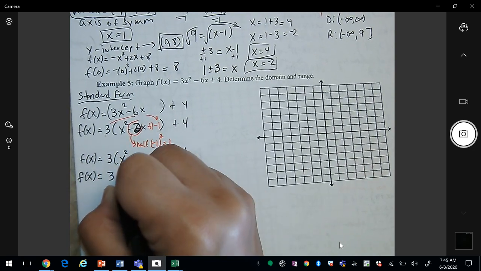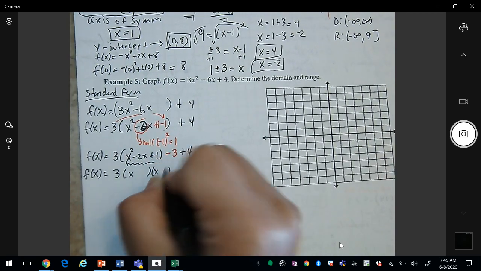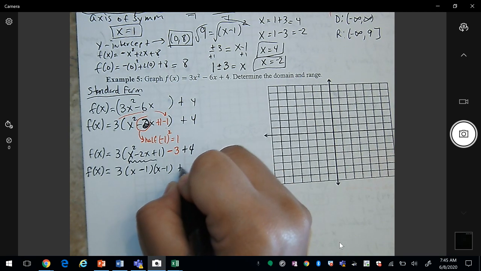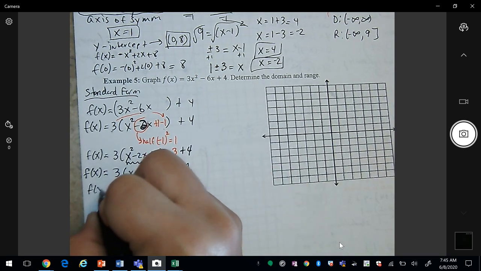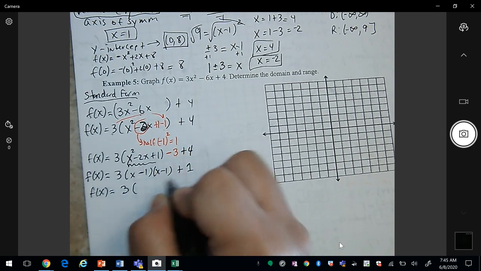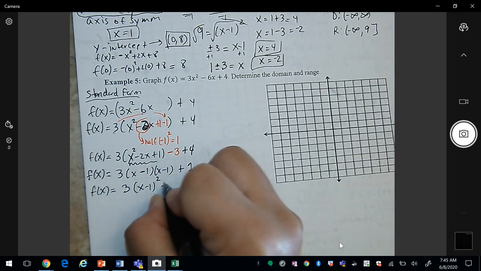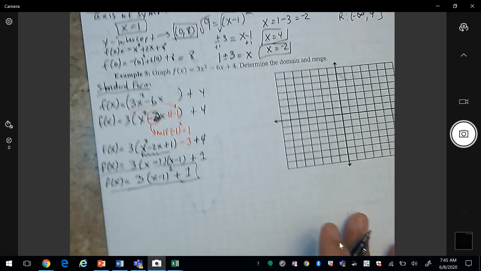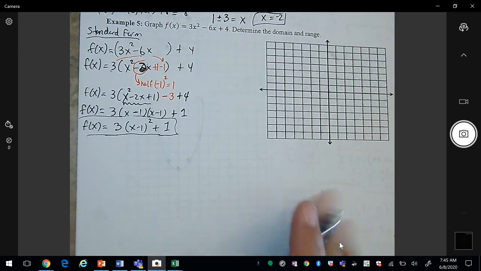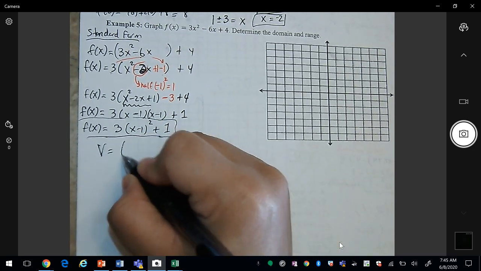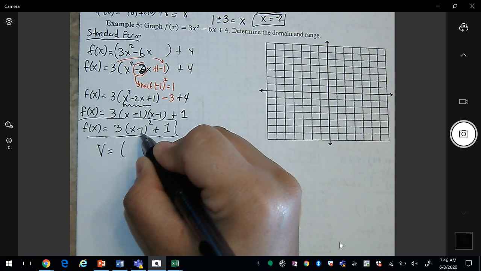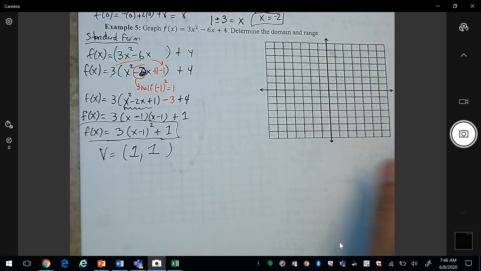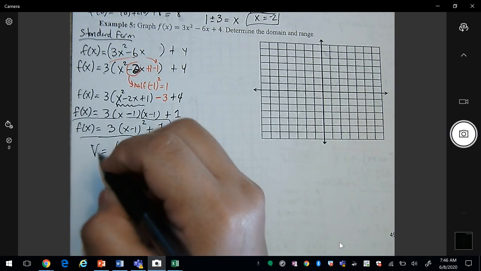This here I can factor now. The half was a negative 1. Negative 3 plus 4 is 1. I can write x minus 1 as x minus 1 squared plus 1. So this is going to be your general form. The vertex, your h here, is going to be the opposite of this value, so 1. And then we keep the k. So my vertex is at 1, 1.